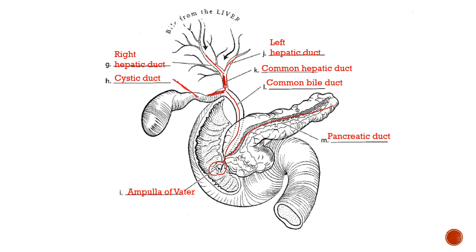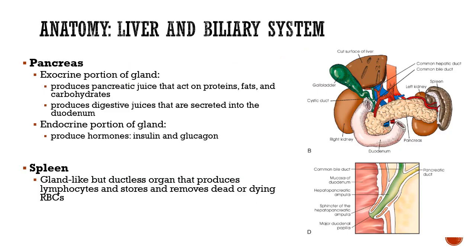Now the pancreas has an exocrine portion, which produces pancreatic juice that acts on proteins, fats, and carbohydrates, and produces digestive juices that are secreted into the duodenum. The endocrine portion of the gland produces hormones, specifically insulin and glucagon. It is an important gland because it has both an exocrine and an endocrine portion.